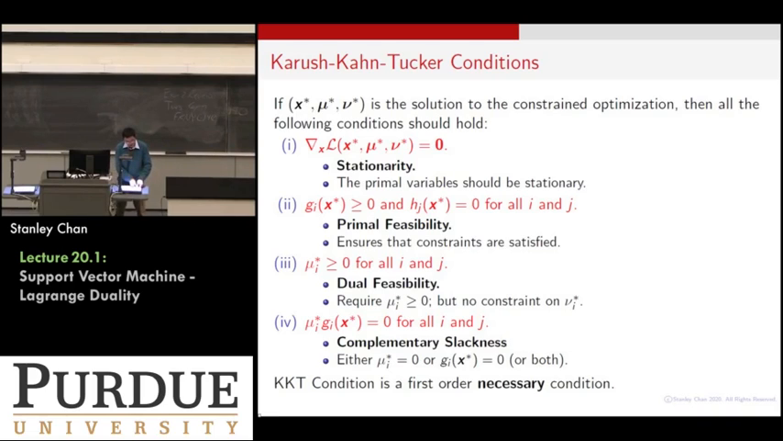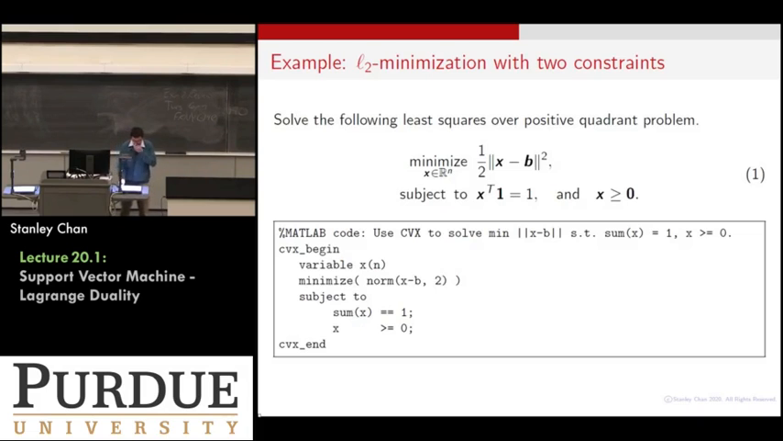The last one is called complementary slackness. It says that the product of your Lagrange multiplier and your inequality constraint has to be 0. So if one is positive, then the other one has to be 0. That means if your solution x star makes this inequality constraint inactive, meaning that it's strictly greater than 0, then your mu has to be 0. Vice versa, if this is equal to 0, then mu can be a positive number. So these are the 4 conditions.